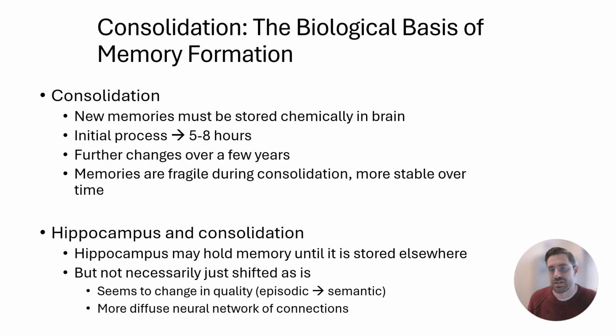So consolidation is the term that we give for the neurobiological change in our memories from when they're new to when they become stable over time. And this is going to refer to any number of chemical changes that occur to our brain that go from that initial learning to a long-term stable memory.